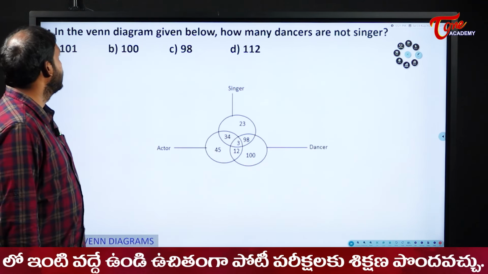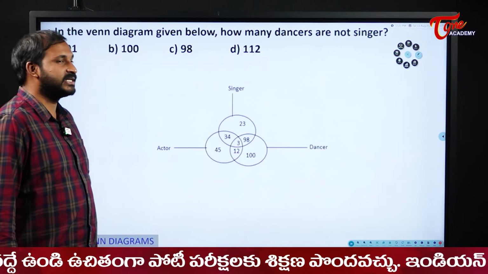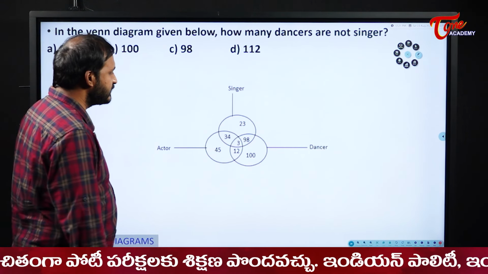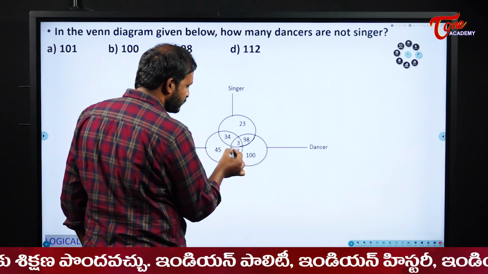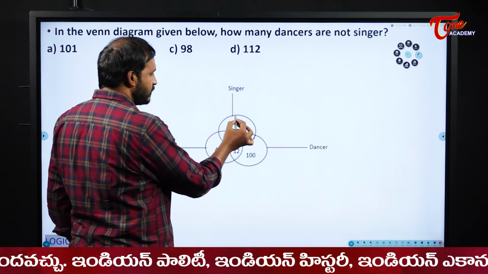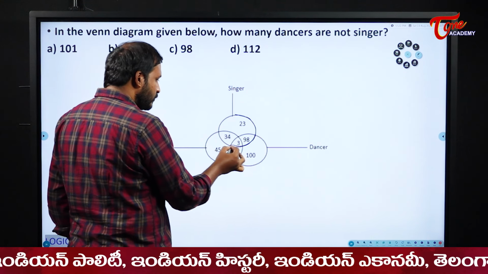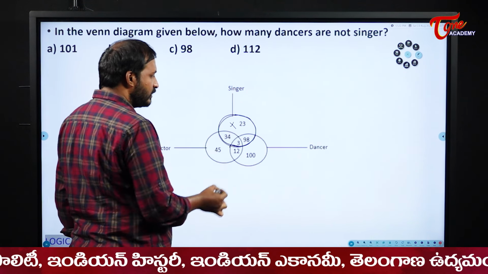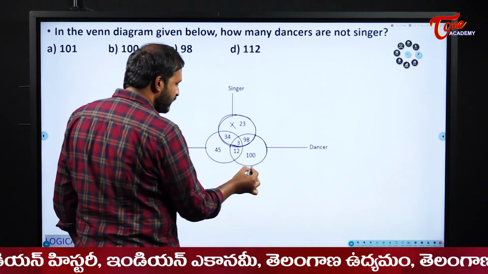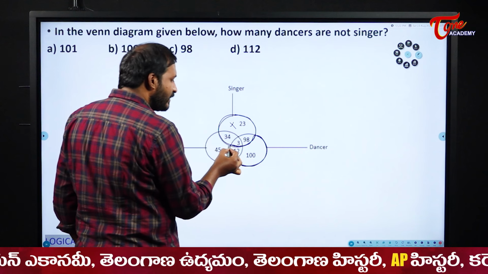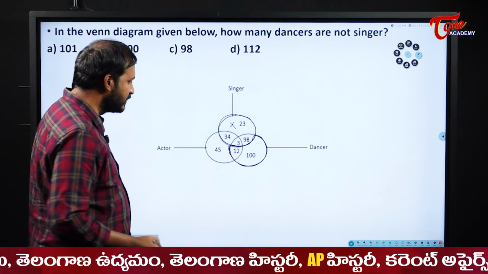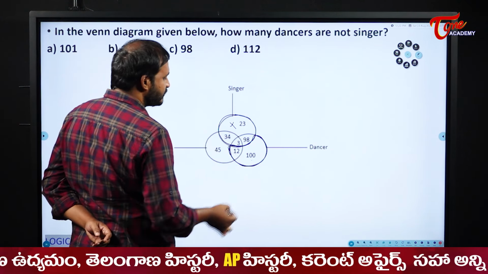Now see here. In the Venn diagram, how many dancers are not singers? Where do we have the dancers group, and I should eliminate singers. So singers is this group, right? I should not consider this group at all. Eliminating that, how many dancers are there overall? This group will become the remaining dancers group, eliminating the singers. So what will be my answer? 100 plus 12, what does it become?